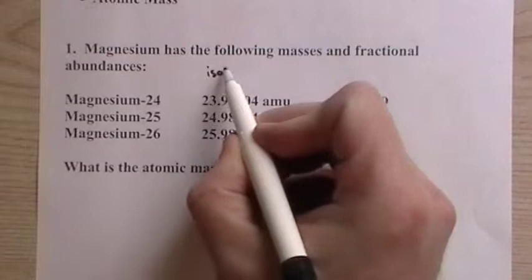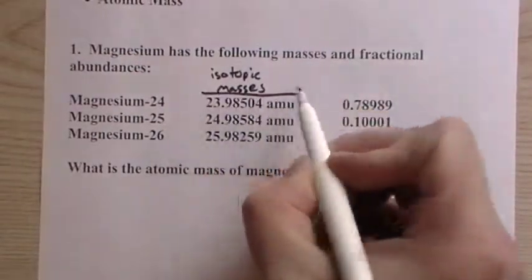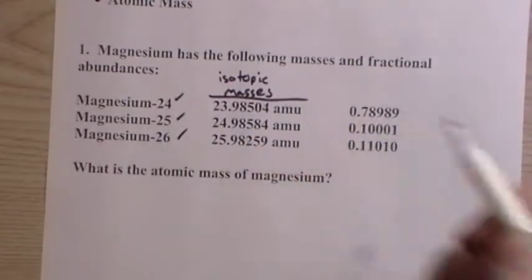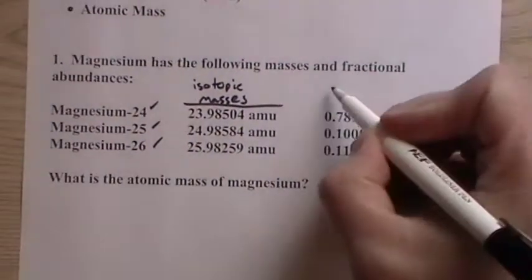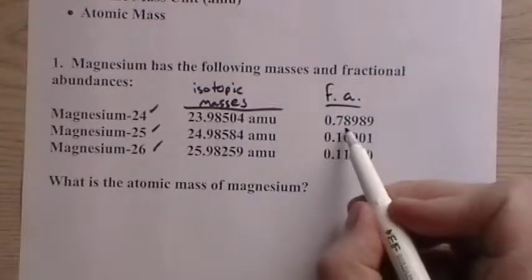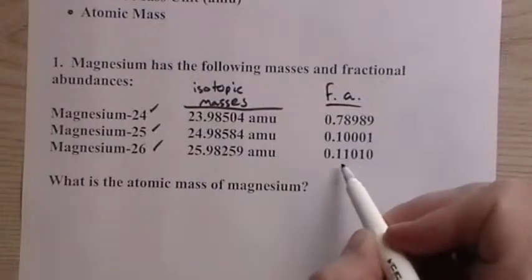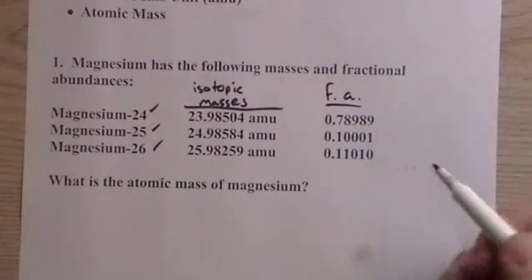here, the masses of each of the individual isotopes. There's magnesium 24, 25, 26. And then the fractional abundances, we'll just write Fa here. So this is 78.989%, 10.001%, and 11.010%.